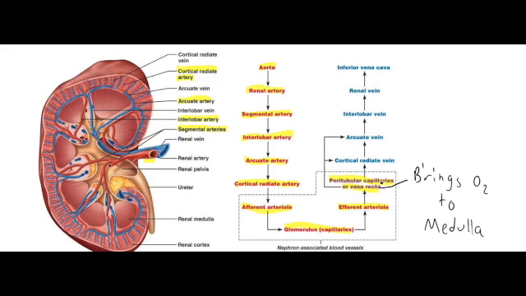Now after the peritubular capillaries or vasa recta, it just starts the process all over again from cortical radiate vein, arcuate vein, interlobar vein, renal vein, coming all the way out to the renal vein, and then finally the inferior vena cava.